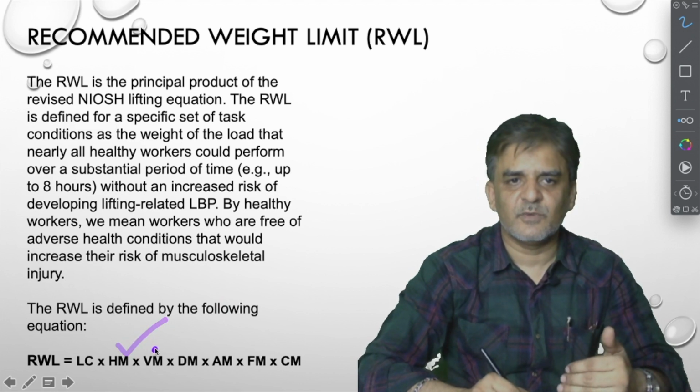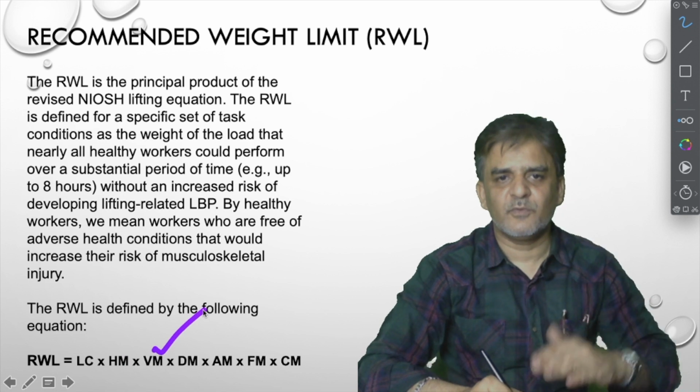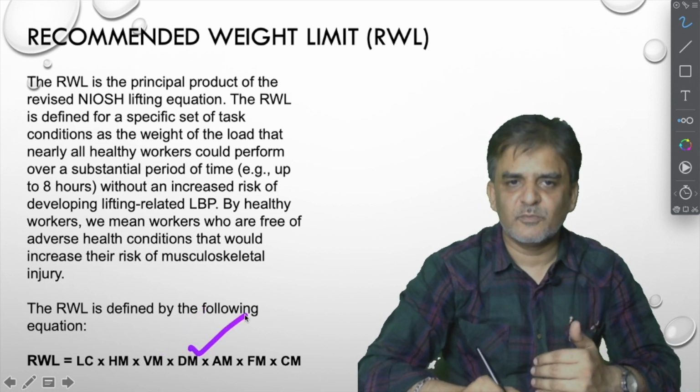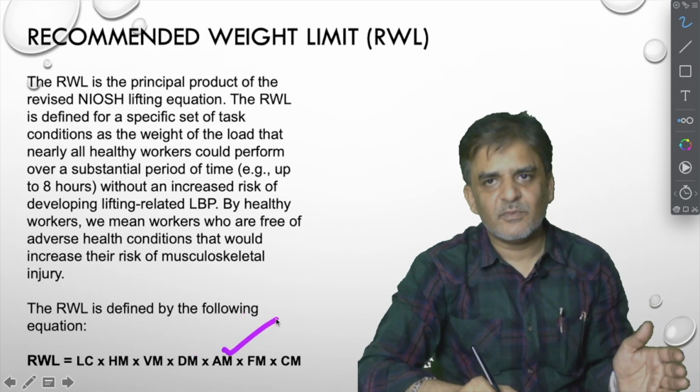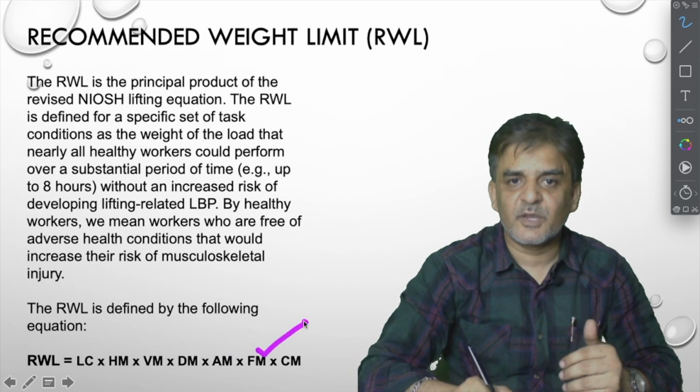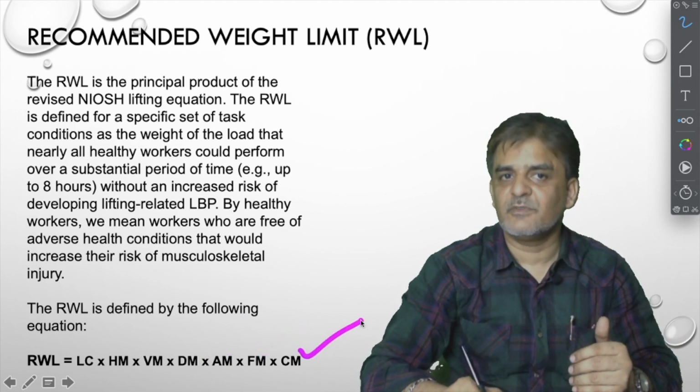line. This is vertical multiplier, distance of the weight with respect to the floor. This is the distance to be moved. This is asymmetry, the angular deviation in the trunk. This is the frequency of lift. This is a type of coupling.